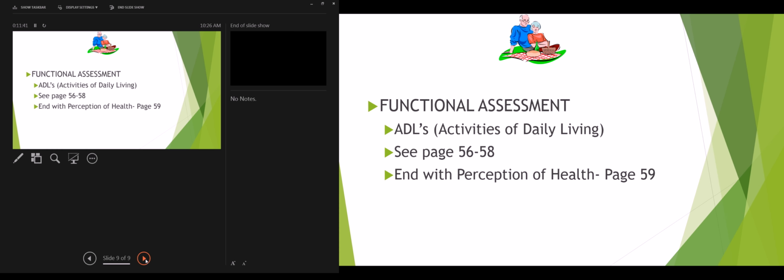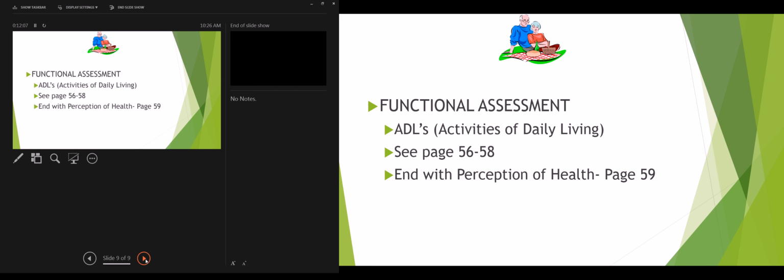All right. Functional assessment will be the last area that you will be covering, and it starts on page 56 and goes through page 58. You will end with the perception of health on page 59. Do not skip any area. When we look at the example in the back of the book, it does combine some of these. You will not be combining them. So you should have, for every orange thing here, you should have a subheading.